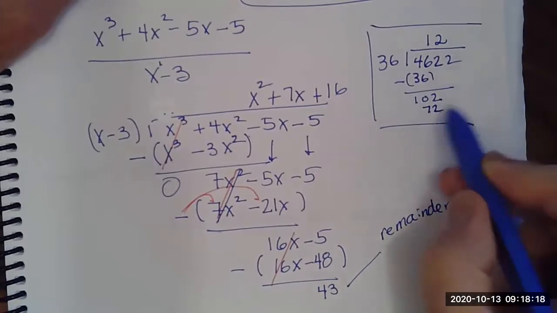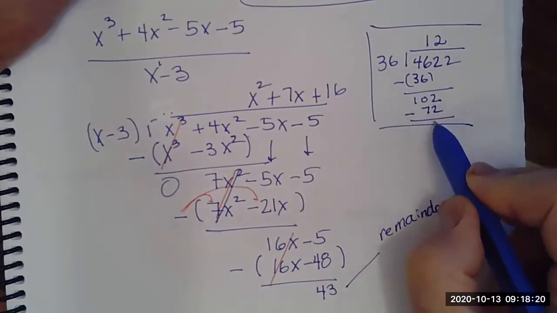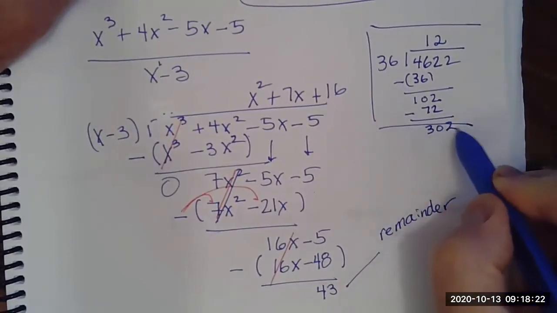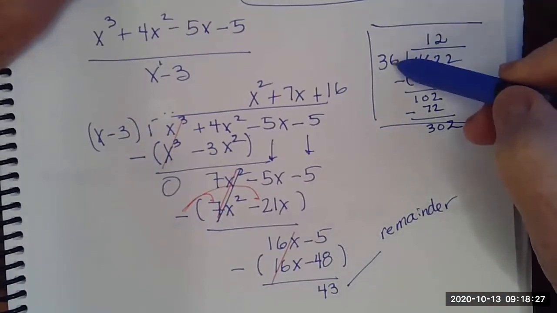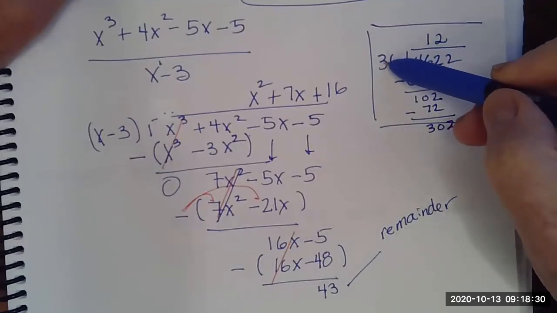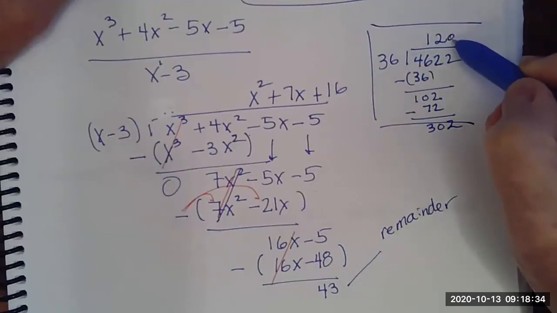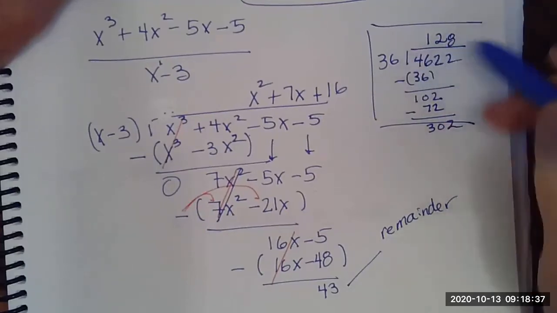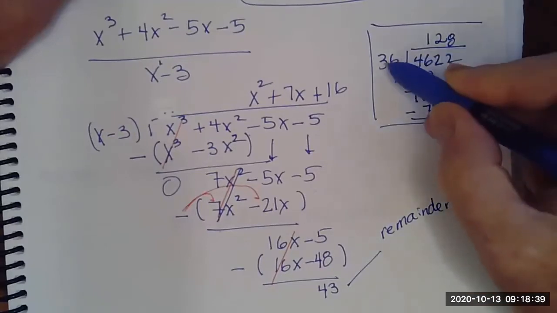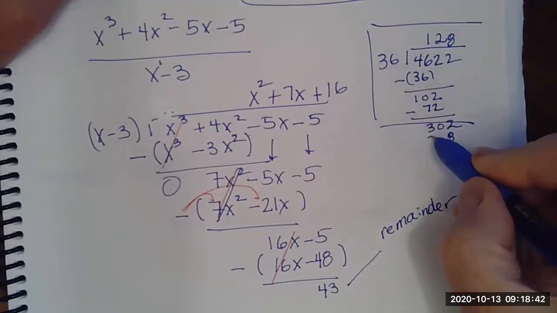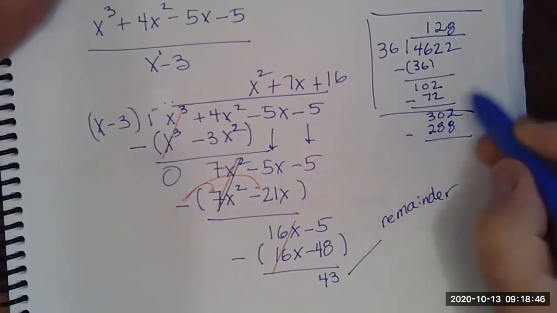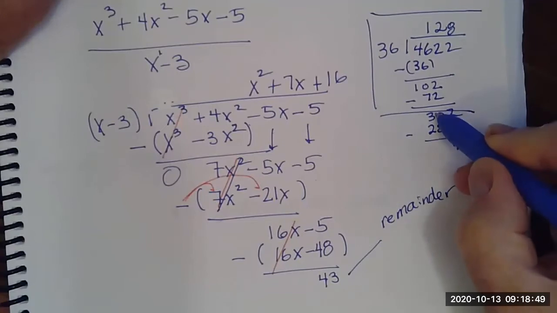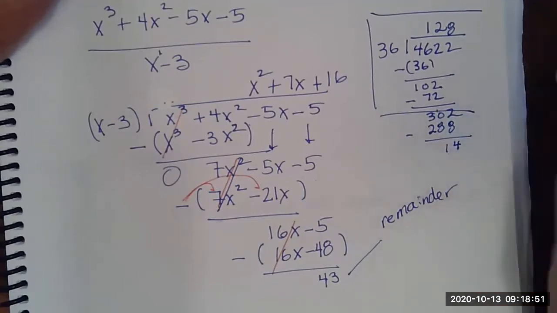72. Subtract. 302. Let's see, the 9, 8, 8, 9, 27, 54. That's too big. So I think it's 8. 8 times 6 is 48. 24 plus 4 is, I think that's right. Subtract. This would be a 4. Borrow here, 9. I think it's 14. I think the remainder is 14.